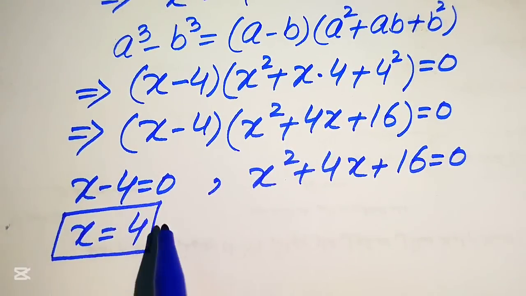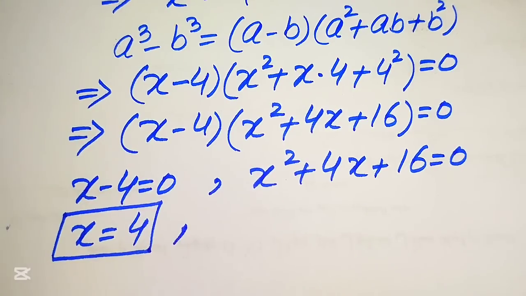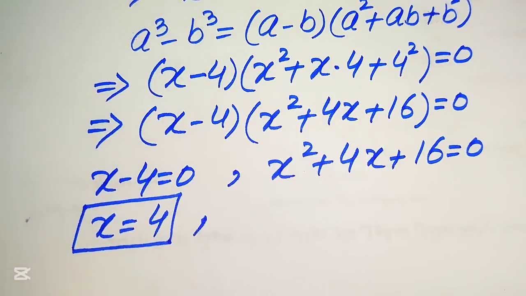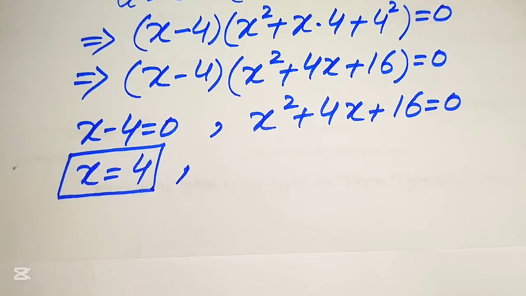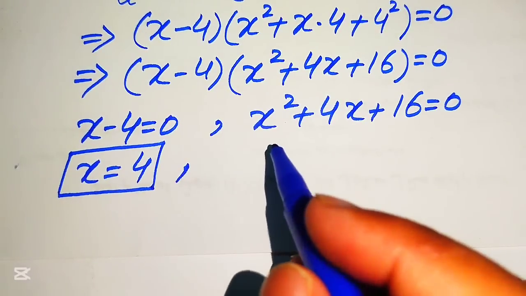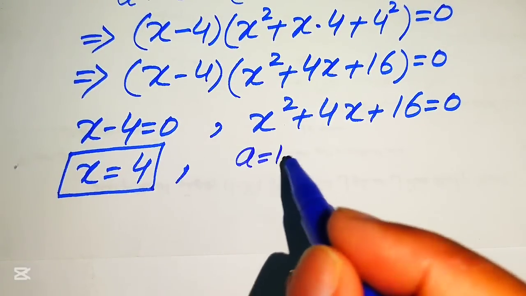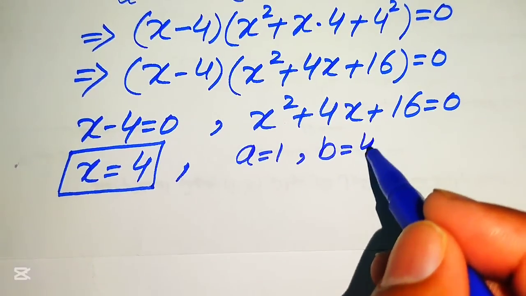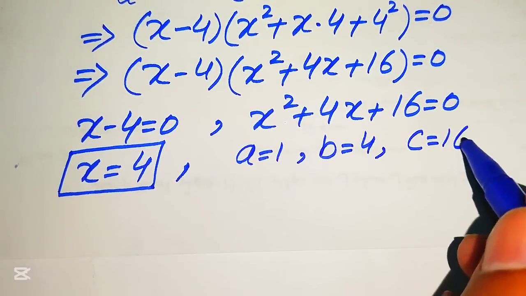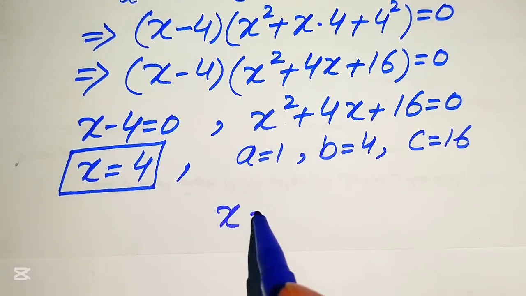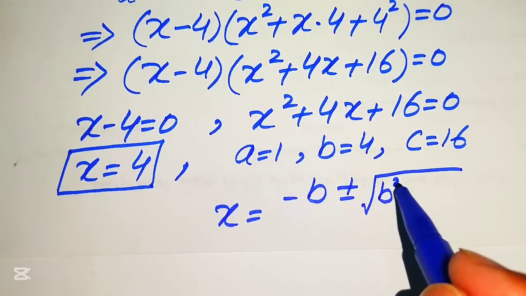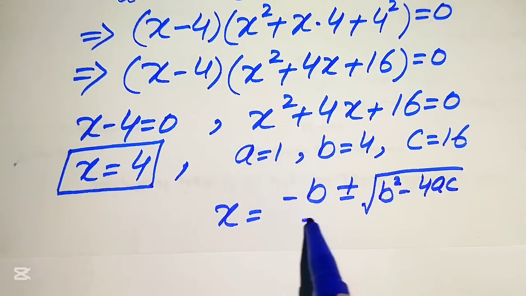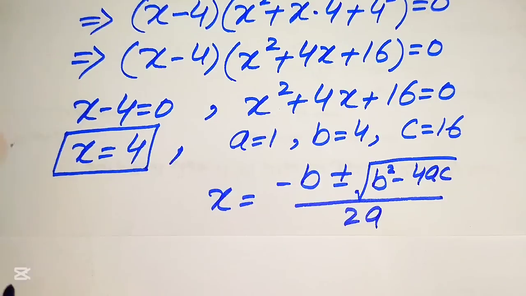This is the first real root of the given equation. Now, in order to find the other roots, we need to solve this quadratic equation, and you see here this is quadratic in the x variable. Now we can apply the quadratic formula in order to solve this equation. First we write the coefficients: a equals 1, b equals 4, and c equals 16. Our quadratic formula is stated as x equals minus b plus minus square root of b square minus 4ac, divided by 2a.